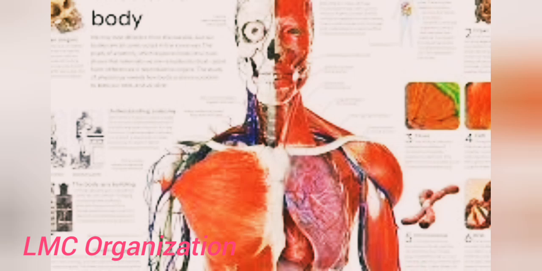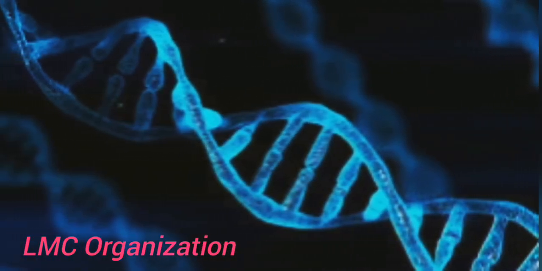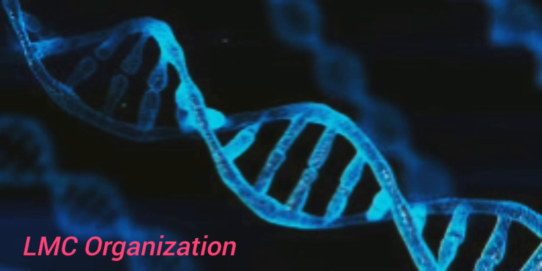Protein modifications. After synthesis, proteins can be modified by phosphorylation, glycosylation, or other chemical changes, affecting their activity, stability, and localization. Protein degradation. Proteins are tagged for degradation by ubiquitin, leading to their breakdown by proteasomes. These regulatory mechanisms ensure that gene expression is finely tuned in response to developmental cues, environmental changes, and cellular needs.